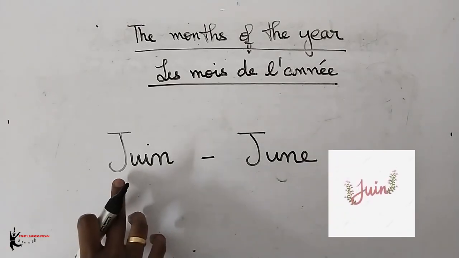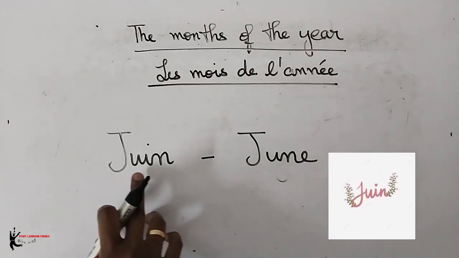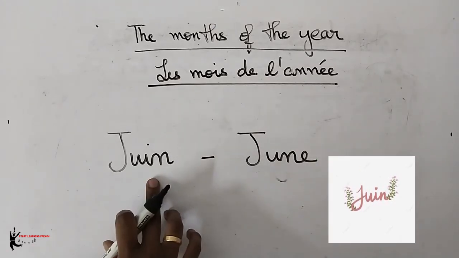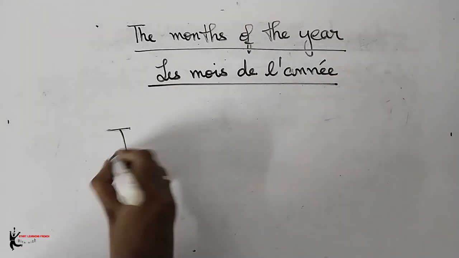Juin. J-U-I-N. Juin is June. Juin. Juillet.